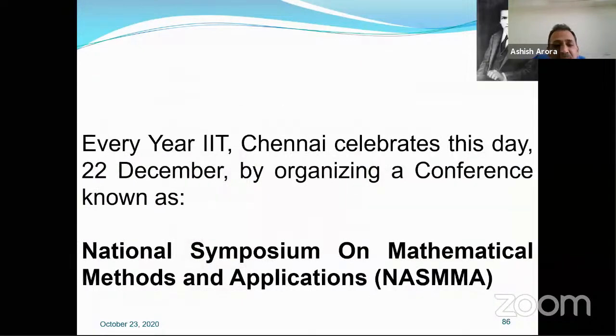Every year IIT Chennai celebrates this day by organizing a conference known as the National Symposium on Mathematical Methods and Applications.